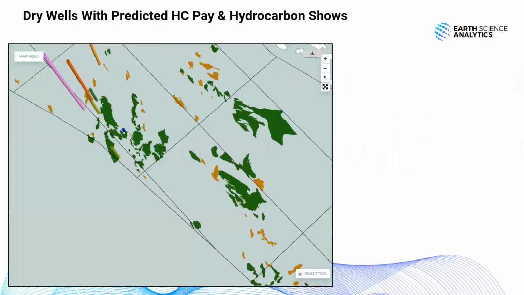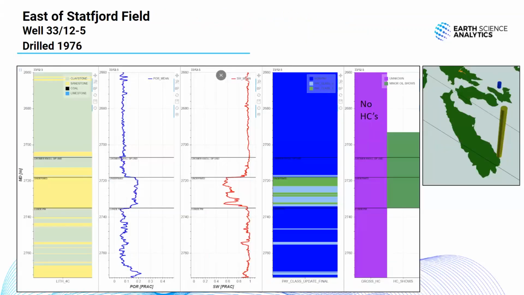And then, of course, I've shown you before in that demo dry wells with predicted hydrocarbon pay, where we have oil shows, and we can have these examples here. So our oil shows database is not complete, but you can show the power of mixing these databases to extract all this relevant information. An example here is the 3312-5 well east of Statfjord. You see there's sand in the upper Jurassic, reservoir style porosities of 20%, low water saturation, pay being identified, and there are minor oil shows associated with this interval.